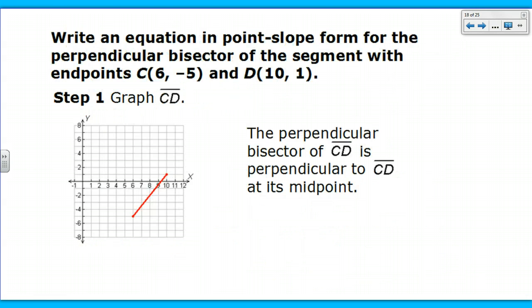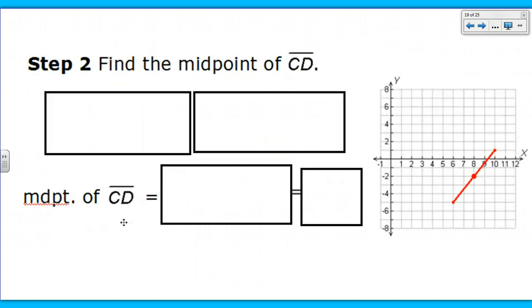Okay, we're to write an equation in point-slope form for the perpendicular bisector of the segment with endpoints at (6, -5) and (10, 1). So you see here the graph of these two points and a segment that has been created between those two endpoints. Okay, so the perpendicular bisector of this CD will be meeting CD at its midpoint. So the first step is to find the midpoint of this given segment, right?